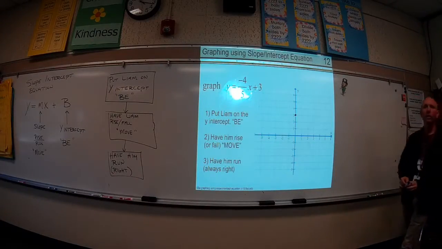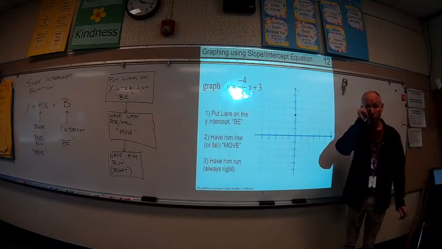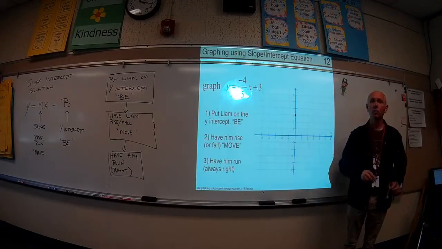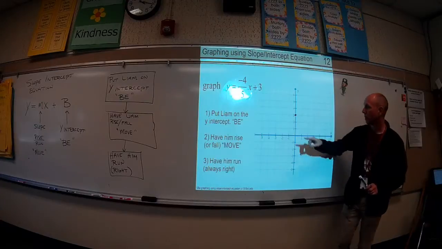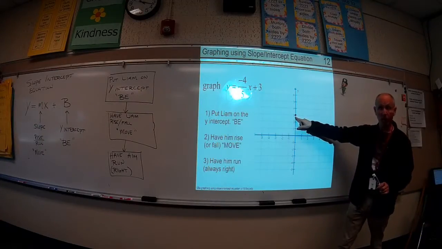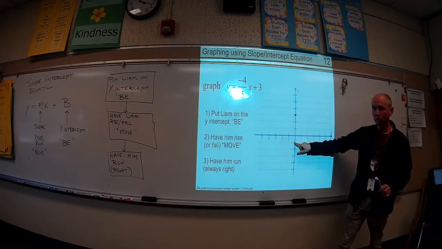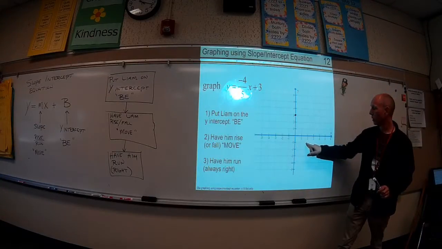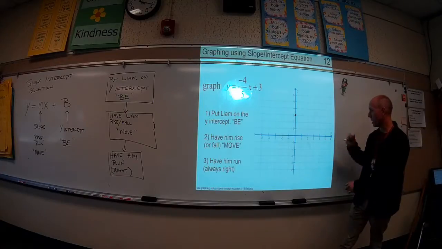Quietly tell your neighbor how Liam wants to move. Okay. Griffin, how does he want to move? He wants to fall. Okay, you ready? He's going to fall. This is where he's at. He's going to fall 4. 1, 2, 3, 4. And he wants to run 5. 1, 2, 3, 4, 5. He's right there.